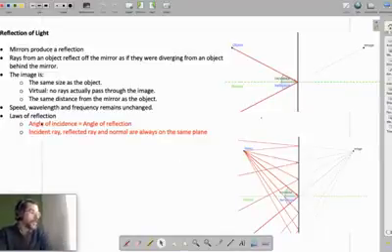And the law of reflection states that the angle of incidence is equal to the angle of reflection, and that the incident ray, the reflected ray, and the normal are always on the same plane.